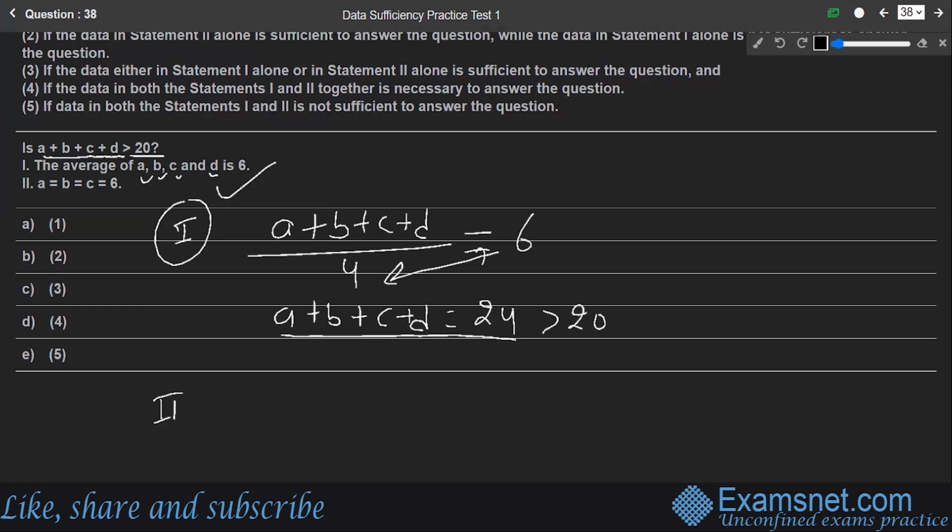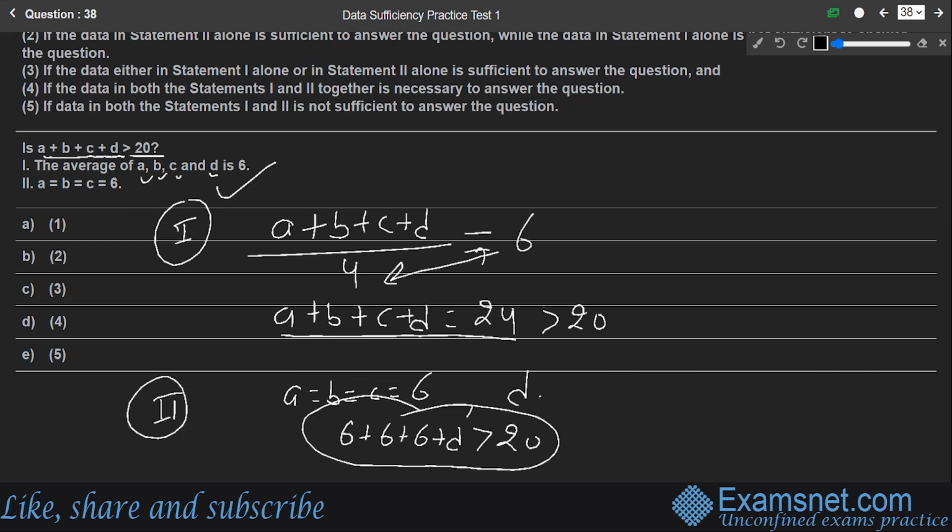Let's check statement number second also, whether it is sufficient. They say a equal to b equal to c equal to 6, but they don't give the value of d. Even if we add them together, this will be 6 plus 6 plus 6 plus d, and whether this will be greater than 20 or not will be decided by the value of d, and that is missing. So clearly we cannot answer the question with the information provided in statement second alone. So clearly option number 1 is right, which says statement number 1 alone is sufficient.